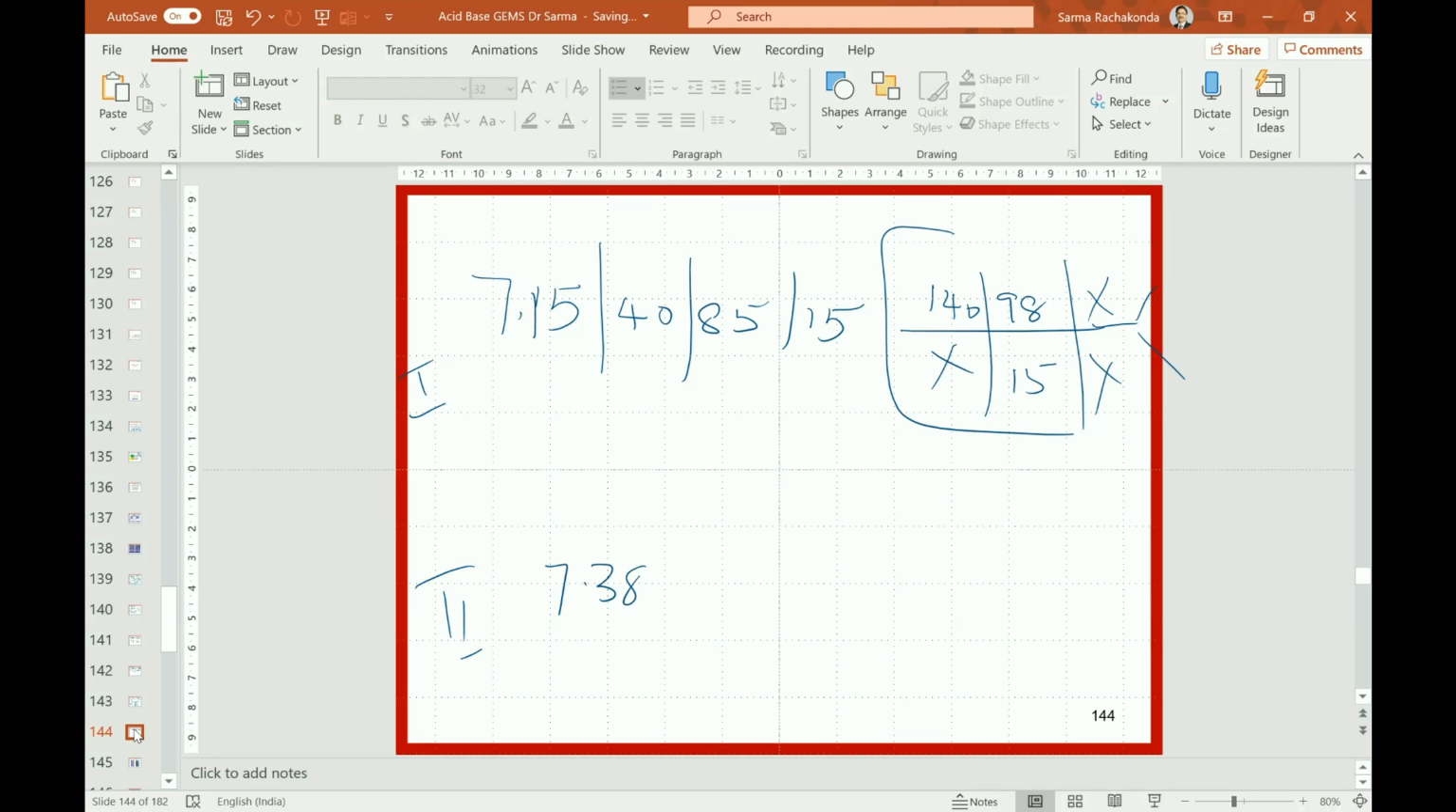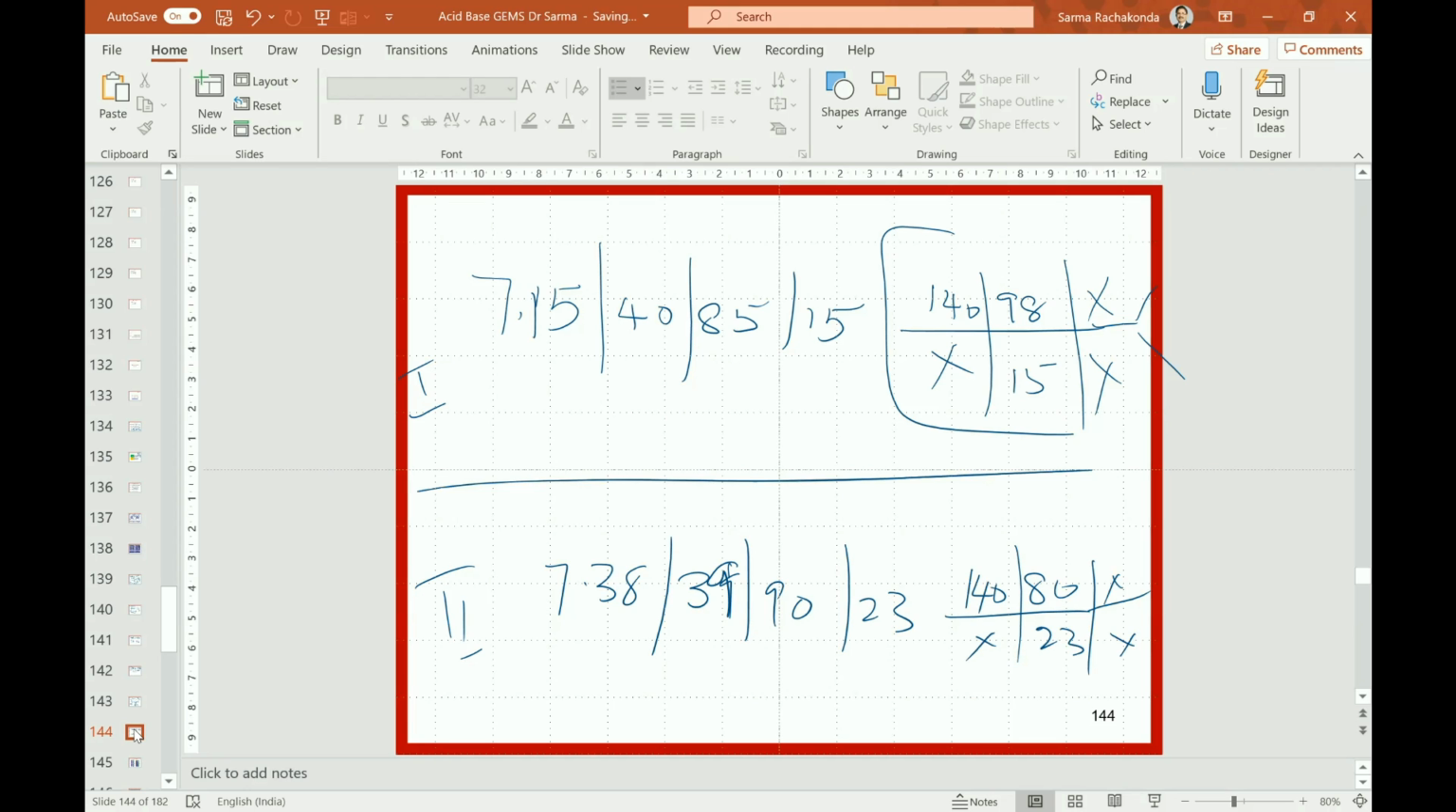7.38 over 39, 90, 23. And then here are 140, 80, 23. These are the 2 questions I am giving, and today itself you can show the answers. In the meantime, I will reply to those people who responded yesterday. I have looked at them, they are all very fine. A few corrections here and there I will mention in my next class. With this we may stop today.